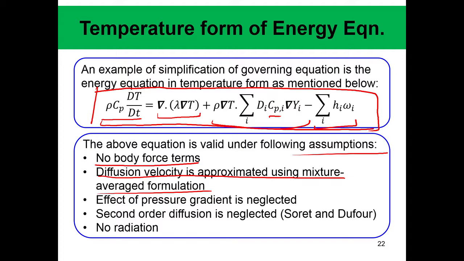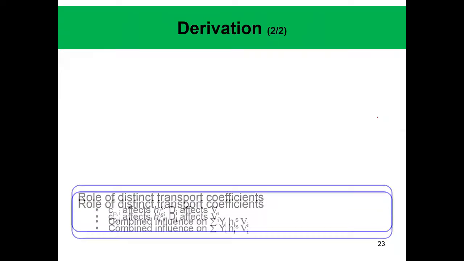Here it is similar to the binary diffusion essentially, but we assume that the species is diffusing in a bulk average mixture rather than in a particular species. And then we have neglected the effect of pressure gradient, and second order diffusion in terms of Soret and Dufour is neglected, and there is no radiation. So, these are the restrictive assumptions. If these assumptions are suitable for your condition, you can use this equation in a CFD calculation or analytical calculation.